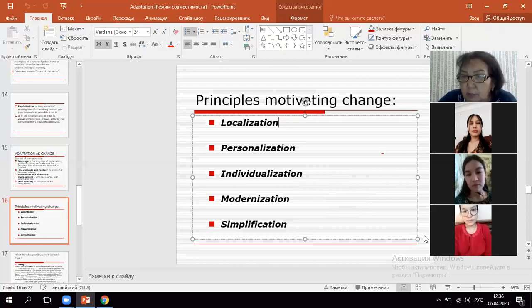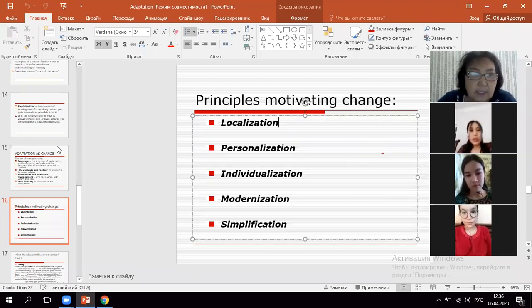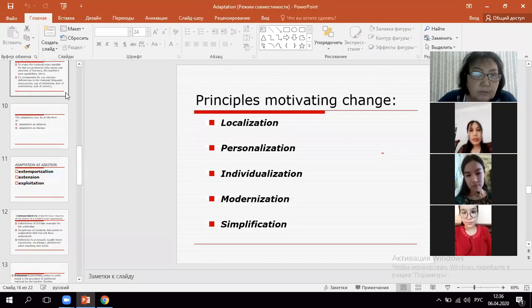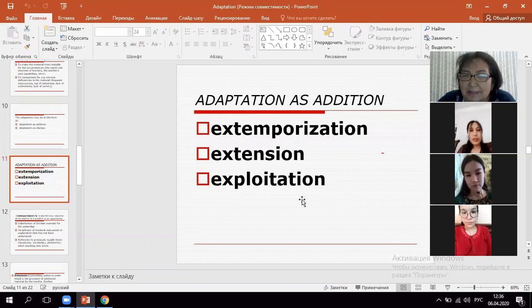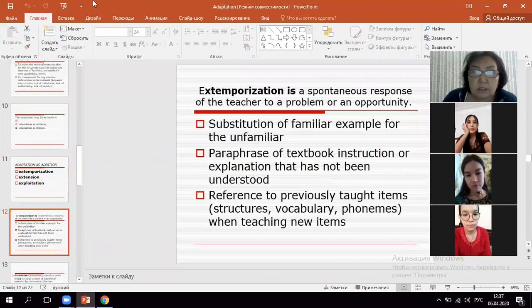Nice, wonderful. Guzal, what can you say about adaptation as addition? We have two techniques, adaptation as addition and adaptation as change. We said adaptation as addition: we add some new information to the material. Extemporization, extension, exploitation, we said these kinds of things.